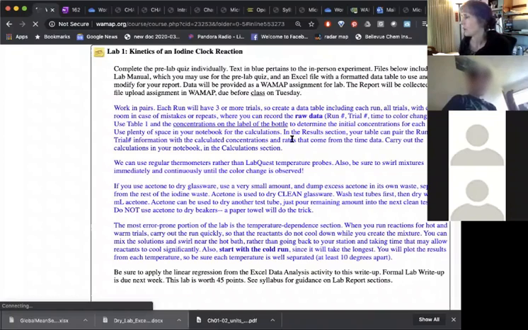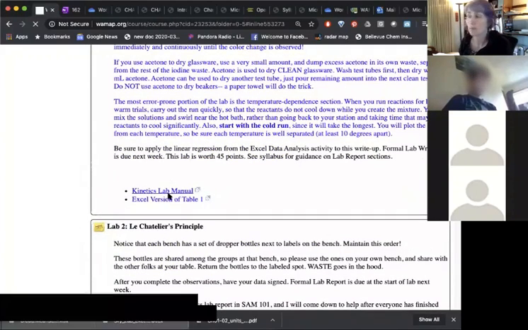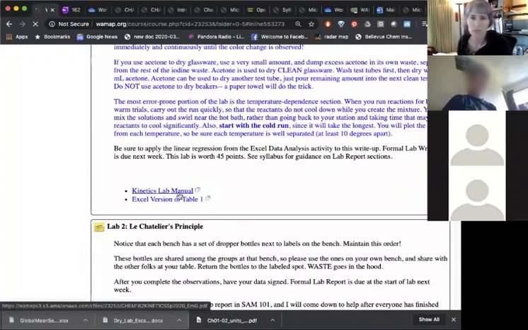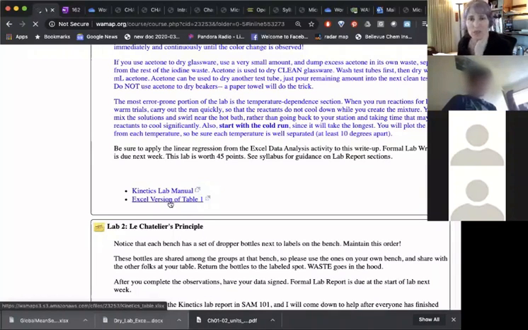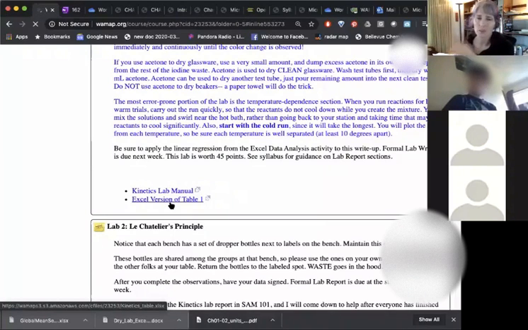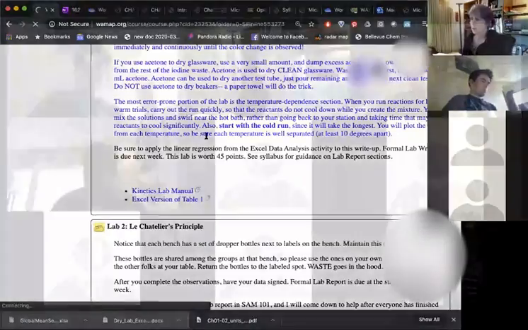And then, here's the Kinetics lab manual, and that is a PDF from the overall manual, so the pages show where it fell in the lab manual I'm working from. And then I gave an Excel version of the table so that you can start out with a table that's pre-formatted. So it's got all the borders and stuff. That's just a resource for you to use to try and make a beautiful lab report.